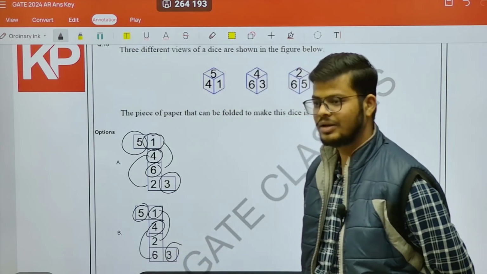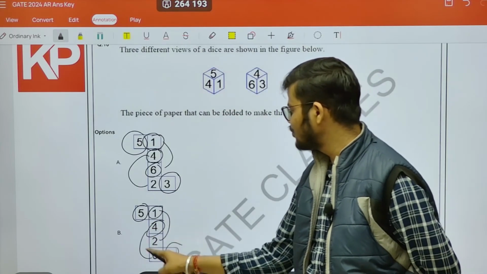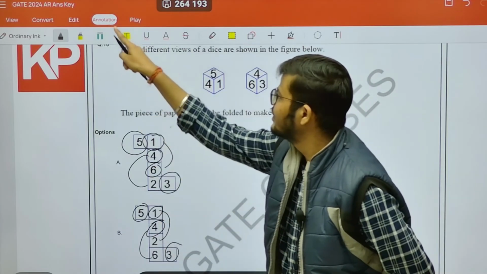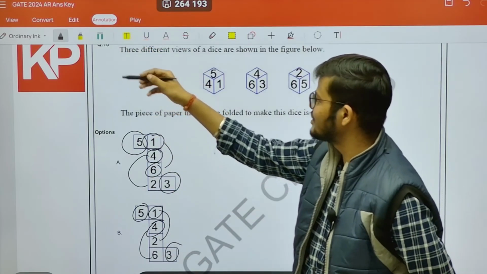Behind 4, 6 will be there. Like opposite to 1, 2 will be there. Opposite to 4, 6 will be there. Opposite to 5, 3 will be there. The same way. That is the understanding of the dice once you are going to unfold it.